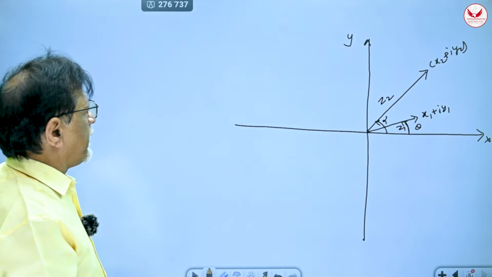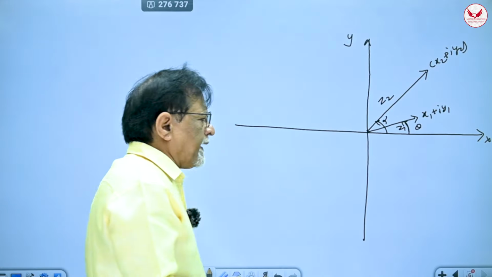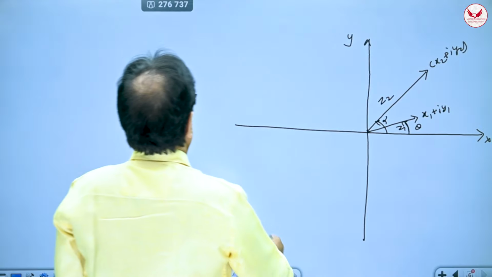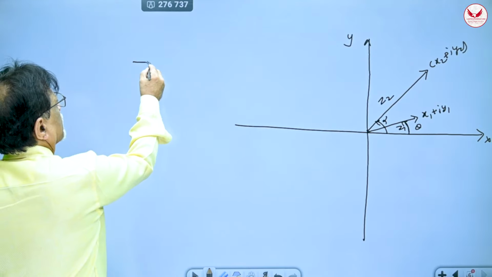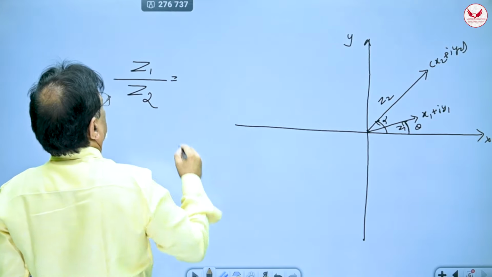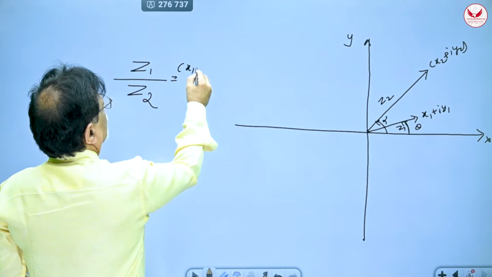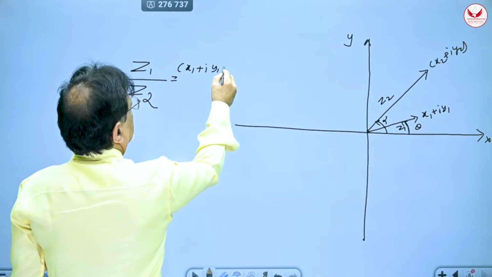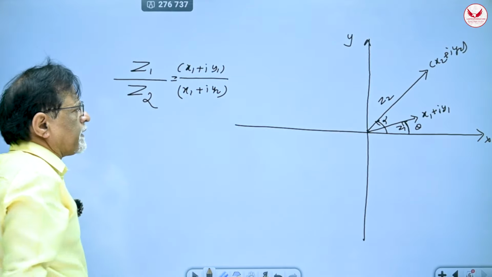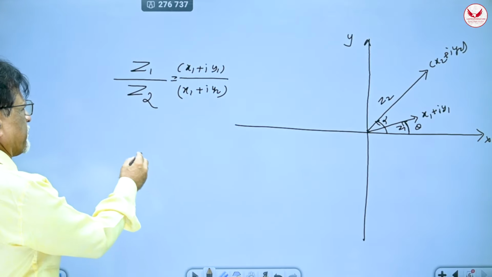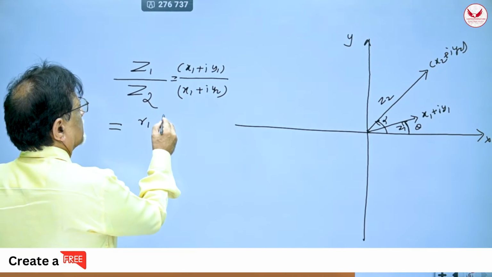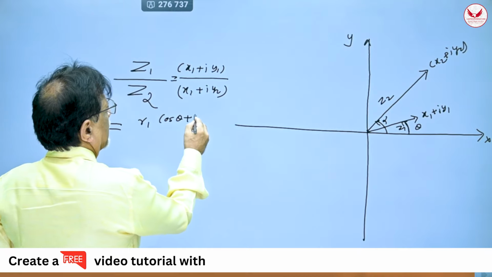Okay, let me explain the Argand diagram, which can completely represent the division of two complex numbers. So I want to find out what is Z1 upon Z2. I already explained to you how you divide two complex numbers. The first number is X1 plus iY1, the second number is X2 plus iY2. That is in the Cartesian form. We are not interested in Cartesian form, we are interested in polar form. Fine. So this will be R1 (cos theta plus i sin theta).